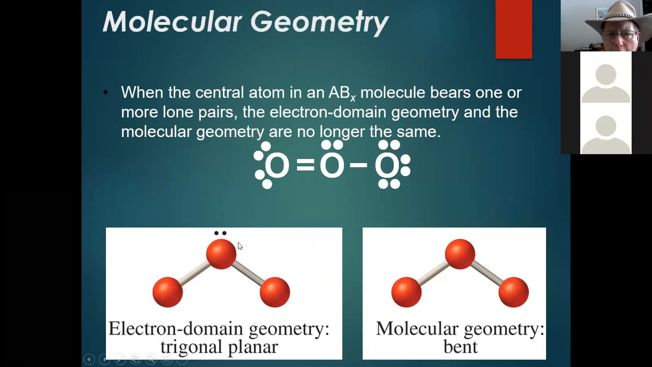All right, something you gotta know. If the center atom has a lone pair, the electron domain geometry and the molecular geometry are no longer the same. If the center atom has no lone pairs, electronic geometry and molecular geometry are the same. If it has a lone pair, they are not the same.